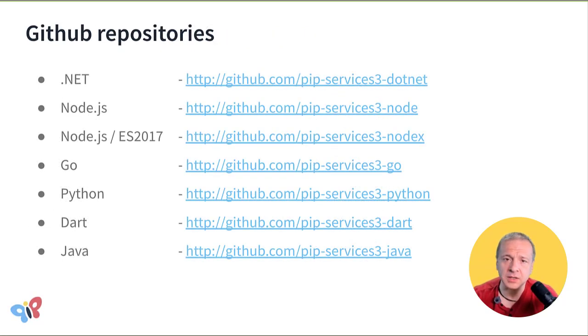All the toolkit source code is located on GitHub, where each language and major version is stored in a separate repository. All the source code is released under the MIT license, which is free for commercial and non-commercial use.